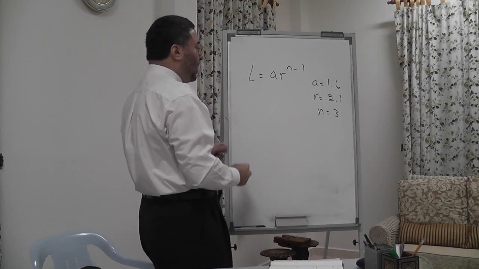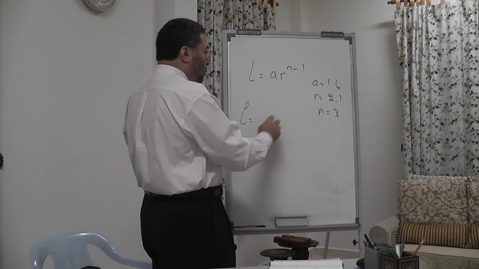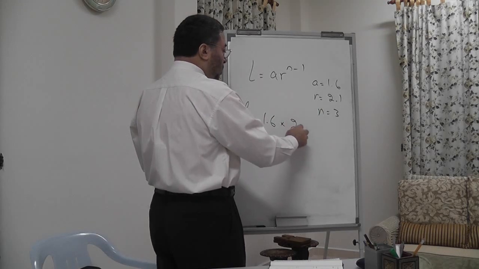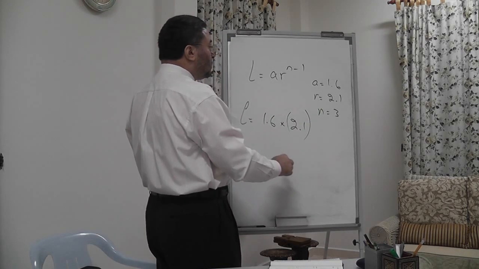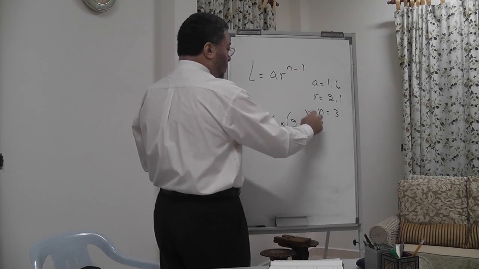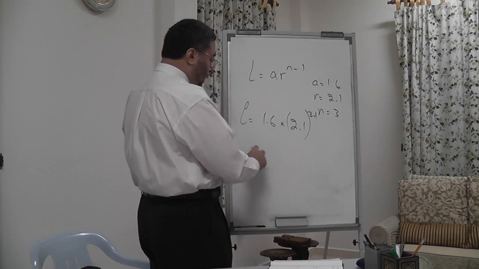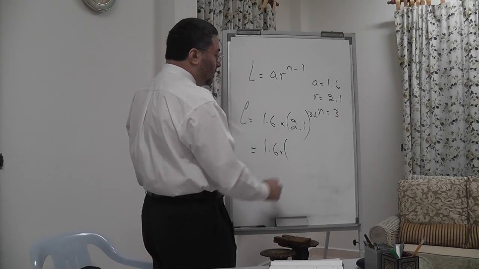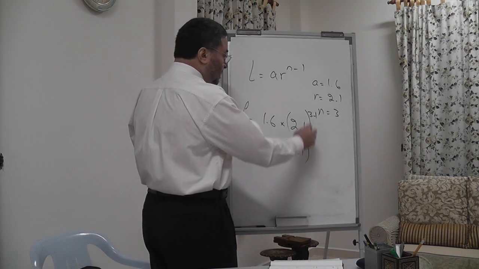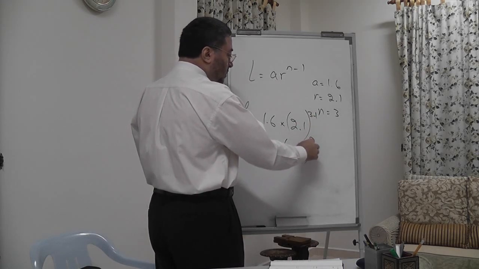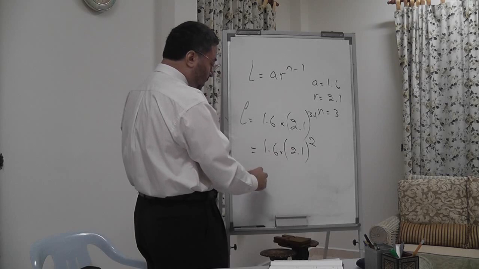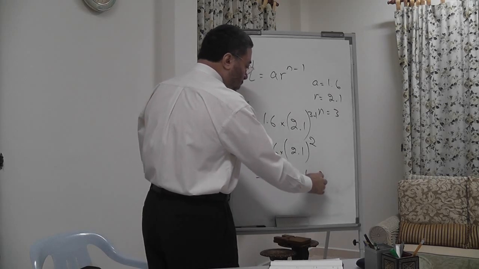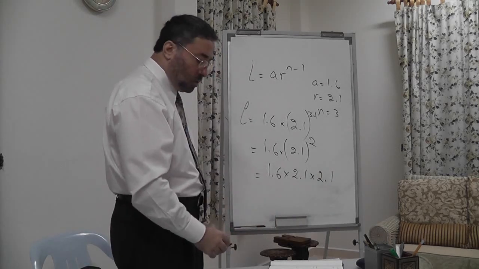Again, I replace each value with this value. L is equal to 1.6 times R, which is 2.1, raised to N minus 1, which is 3 minus 1. And that's equal to 1.6 times 2.1. 3 minus 1 is 2, so 2.1 is squared, and that's 1.6 times 2.1 times 2.1, and the calculator will give you the answer.